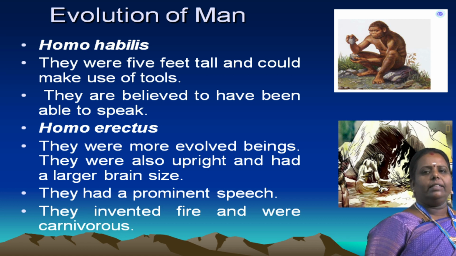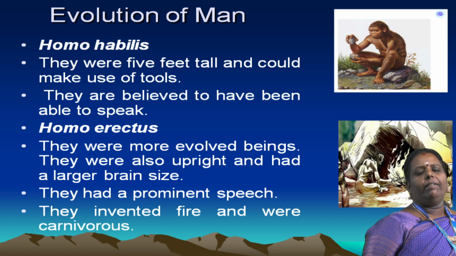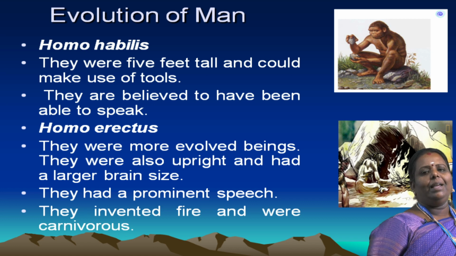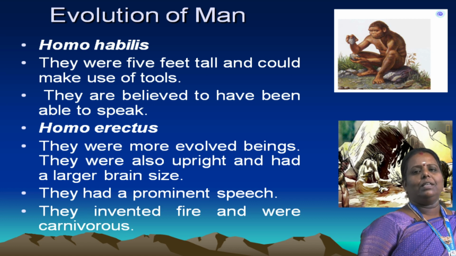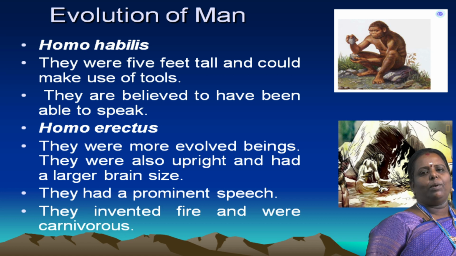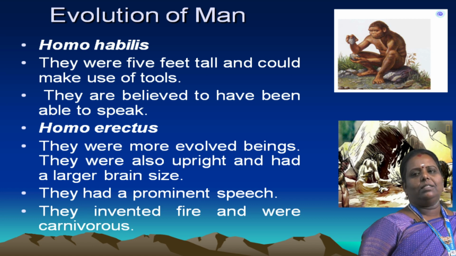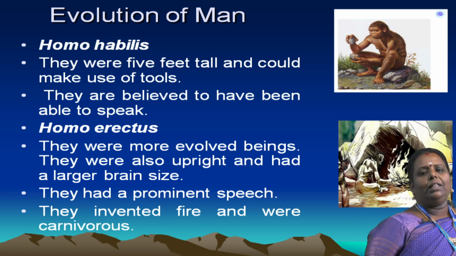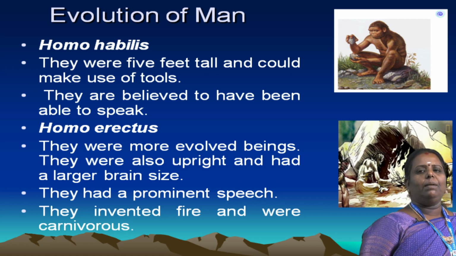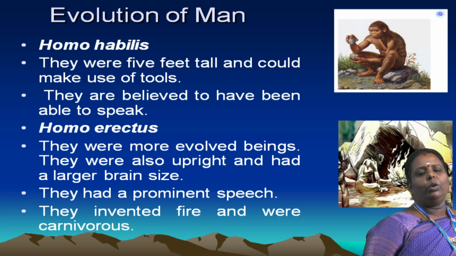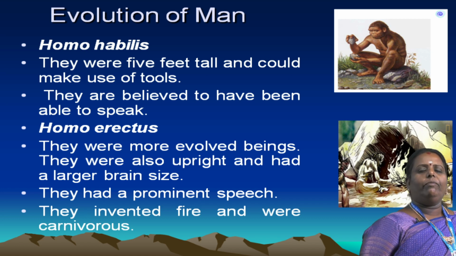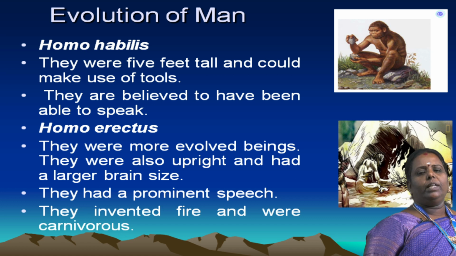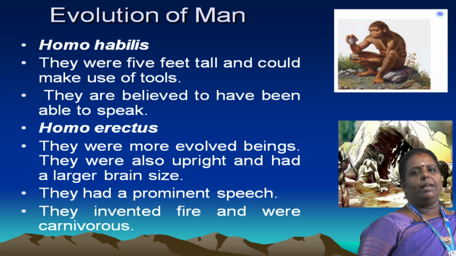Homo erectus, that person was a more evolved being. They were upright in position, with a larger brain size, and they had prominent speech. They tried to speak prominently. They invented fire and were carnivorous. Carnivorous means they ate flesh food. You know very well about herbivorous, carnivorous and omnivorous. Carnivorous means flesh-eating human beings. Before that, maybe, they were herbivorous.